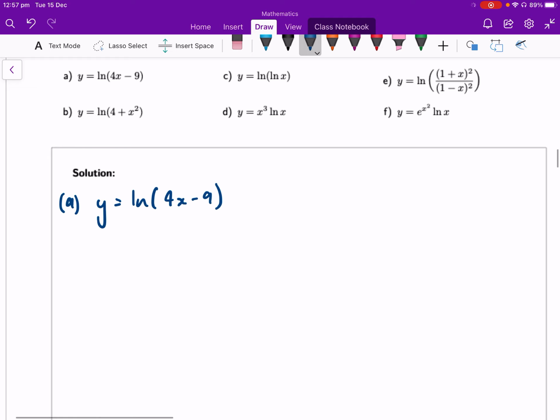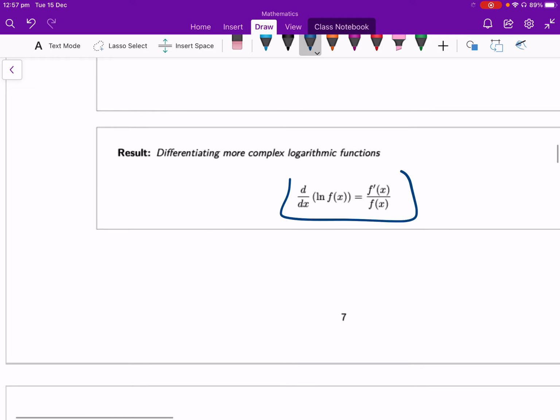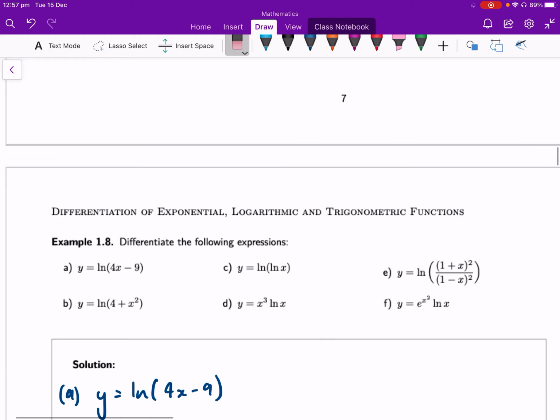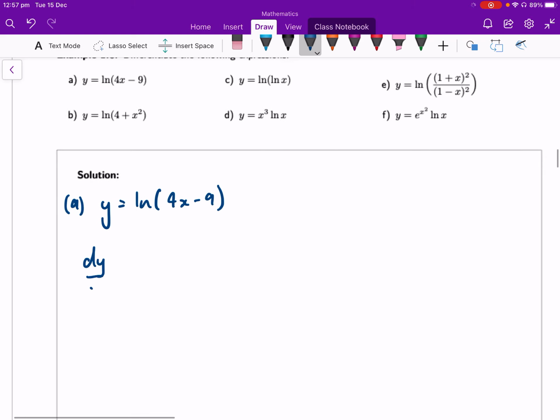So here, by using the rule that we just looked at before, if I have a function after the log, the first derivative will be on the top, and then the original function will be the denominator. So the first one here, I'll have the derivative of 4x − 9, which will be 4. So dy/dx is equal to 4 over that function of 4x − 9.